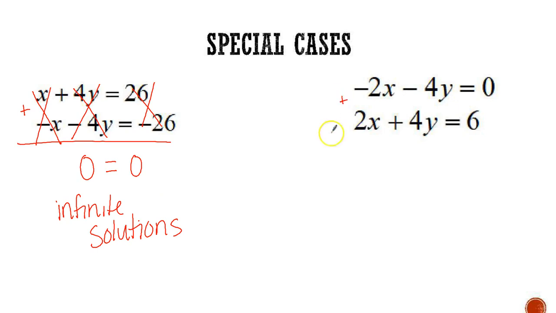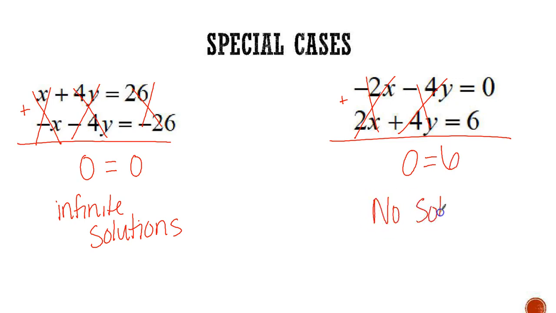On this one, though, just to show you, I already have an opposite. Negative 2 plus 2 cancels out. Love it. Negative 4 plus 4 also cancels out. So there's nothing left on that side. But 0 plus 6 is 6. Does 0 equal 6? Well, no. So this would be no solution. So that's possible. You don't need to write those down, but I wanted you to just see what would happen.